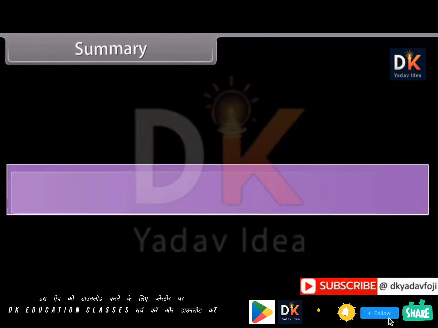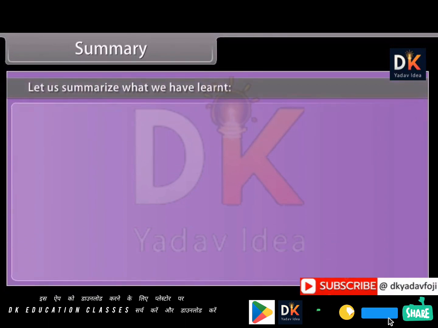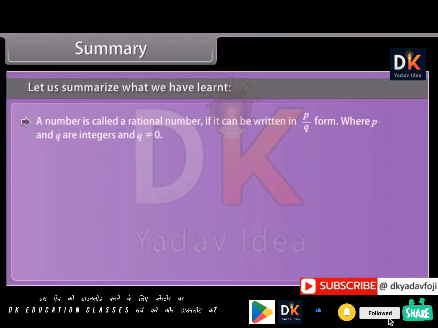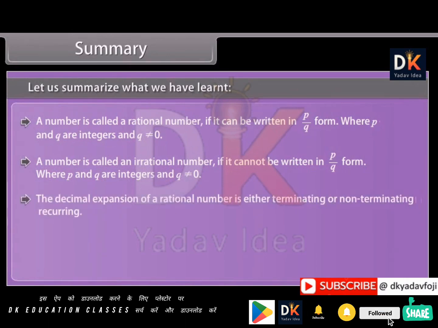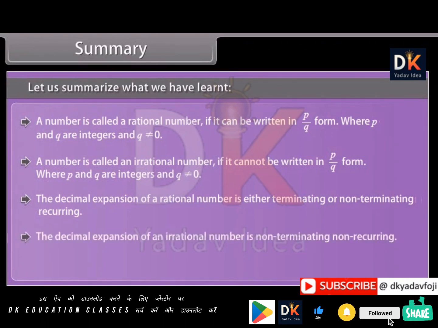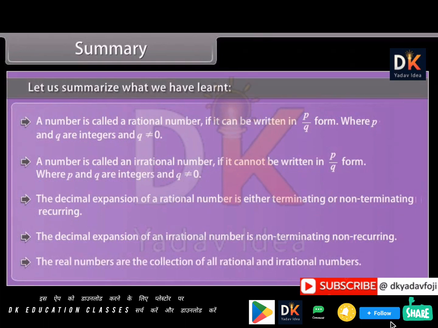Summary. Let us summarize what we have learned. A number is called a rational number if it can be written in p upon q form, where p and q are integers and q is not equal to 0. A number is called an irrational number if it cannot be written in p upon q form, where p and q are integers and q is not equal to 0. The decimal expansion of a rational number is either terminating or non-terminating recurring. The decimal expansion of an irrational number is non-terminating non-recurring. The real numbers are the collection of all rational and irrational numbers.